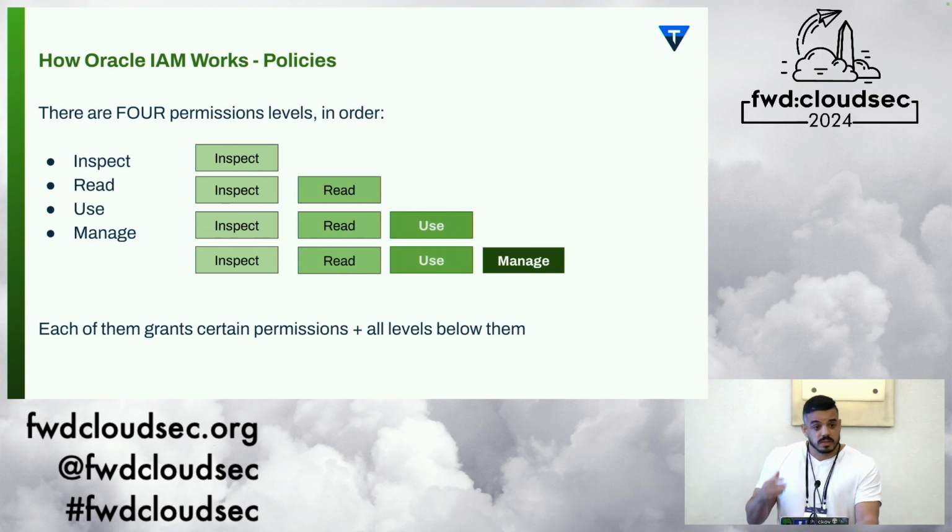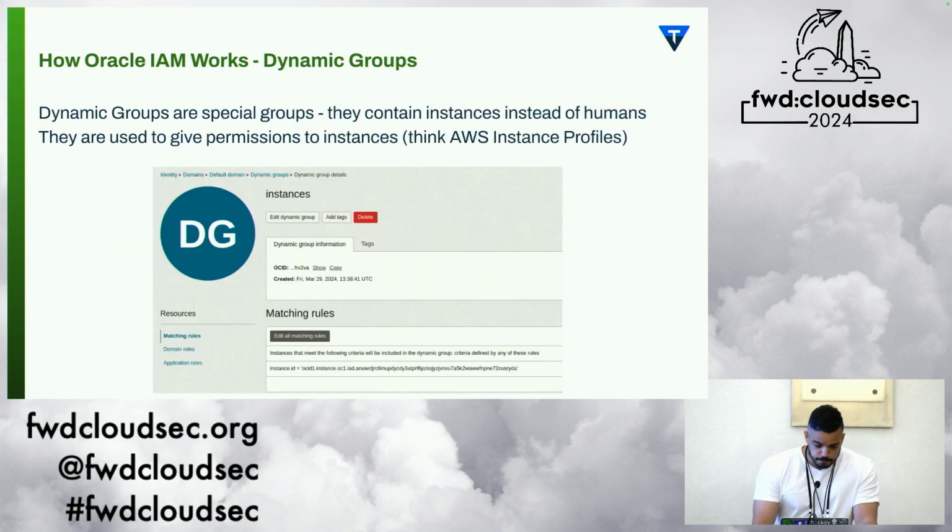You also have use, the ability to use and create new resources on that thing. And manage is the ability to manage that resource, create new resources and things like this. So each one of those levels, like manage, includes use, read, and inspect. Read has only read and inspect. Inspect is the lowest level that you can get. And this is how permissions work in Oracle, right?